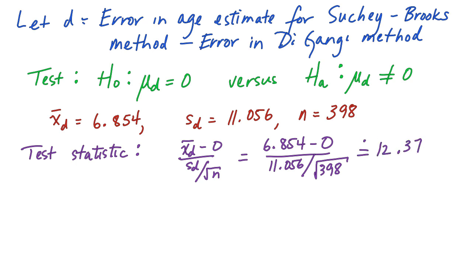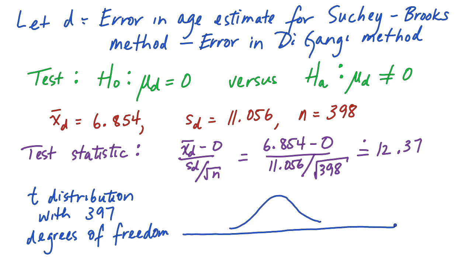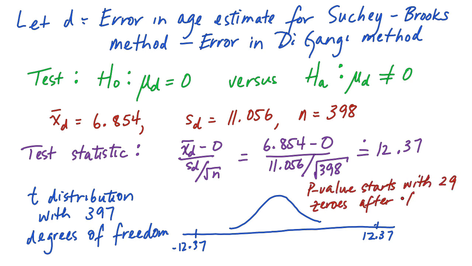If the null hypothesis is true, this test statistic should be a value from a t-distribution with 397 degrees of freedom. With such a high degree of freedom, this will be quite close to a standard normal distribution. And in a standard normal distribution, we know that 99.7% of the data values are within 3 standard deviations of the mean, or within -3 and +3. So a value greater than 12.37, or more extreme in the other direction, less than -12.37, is very unlikely. And indeed, the p-value in this case has 29 zeros after the decimal place before it gets to a significant digit. So it's very, very small.